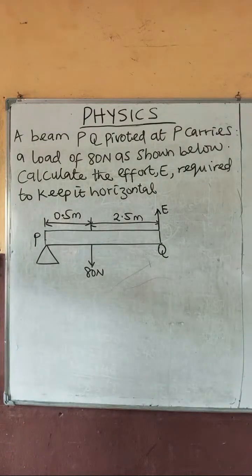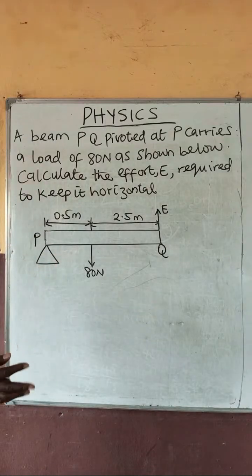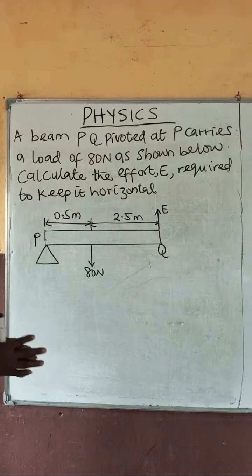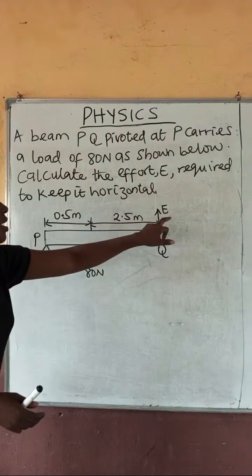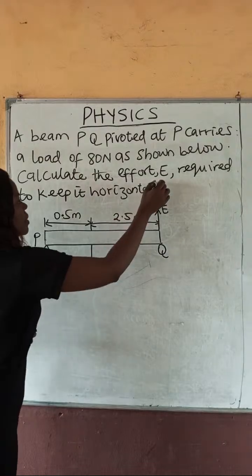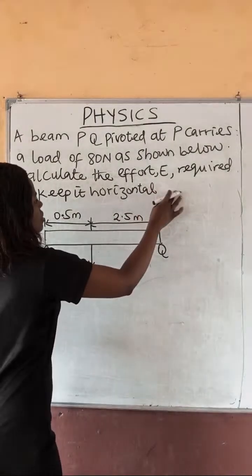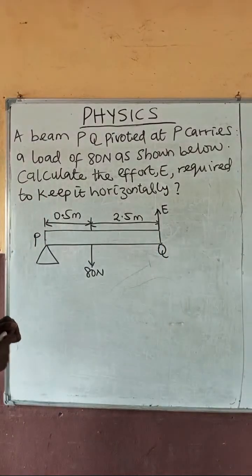A beam PQ pivoted at P carries a load of 80 Newton as shown below. Calculate the effort E, that is this, required to keep it horizontal. We are given this diagram.